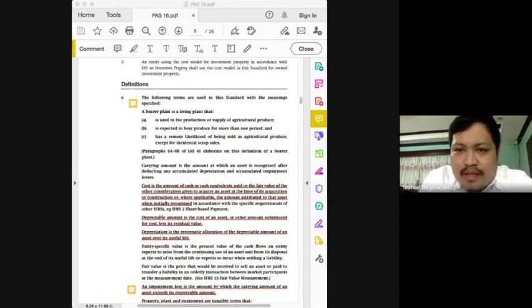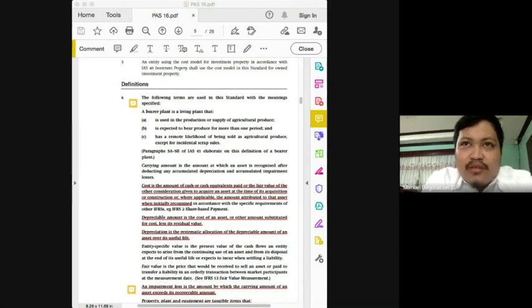But before that, class, it's important for you to remember and take note that only a living plant may be considered as a bearer plant. I know this is not confusing on your part. This is very obvious. If we're talking about a bearer plant, then it should only be a living plant. But why am I emphasizing this one?